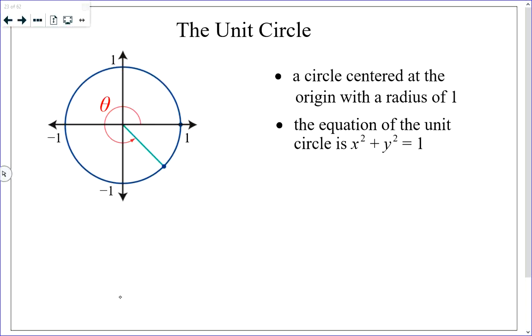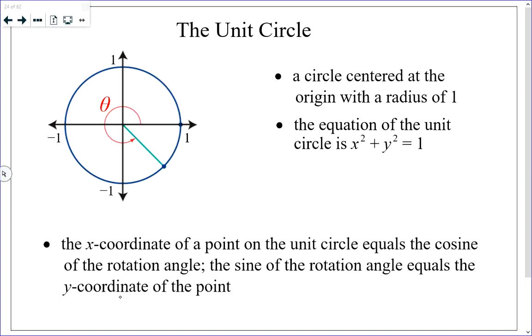And we looked at this in class. In this particular case, the Pythagorean theorem for a point would be x squared plus y squared equals 1 squared, but 1 squared is 1. One of the most important aspects of the unit circle in terms of putting it into application is that the coordinates of a point on the unit circle are related to the sine of the rotation angle and the cosine of the rotation angle. Specifically, the x-coordinate of any point on the unit circle will always be equal to the cosine of the rotation angle, and the y-coordinate will always be equal to the sine of the rotation angle.